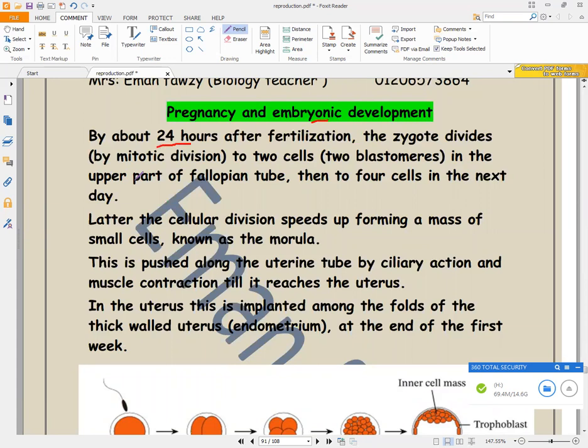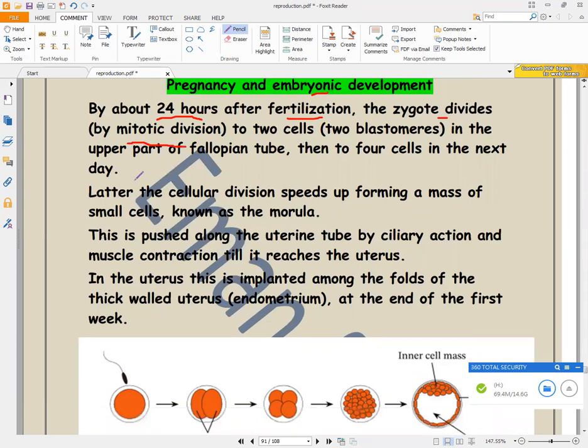By about 24 hours after fertilization, the zygote divides by what? By mitotic division into 2 new cells. If you look here, after fertilization, the zygote can be divided mitotically into 2 cells. That's called 2 blastomeres, okay? Okay, this will happen in the what? In the upper part of the fallopian tube.